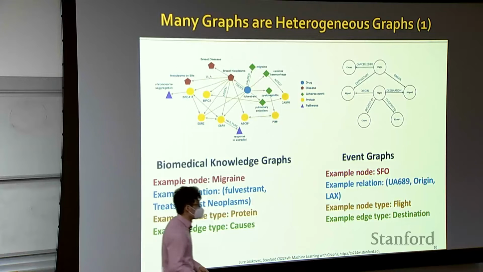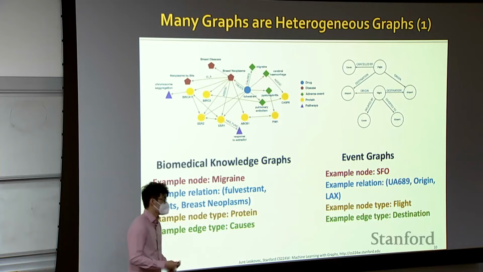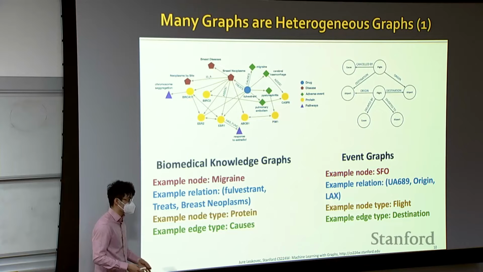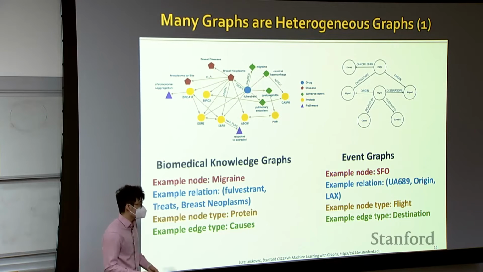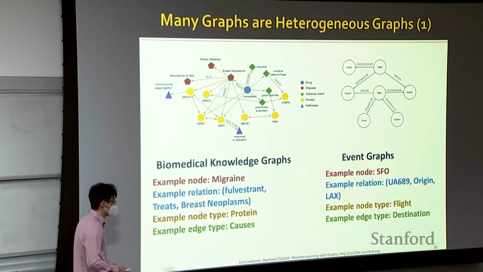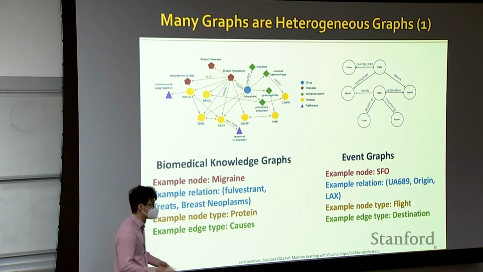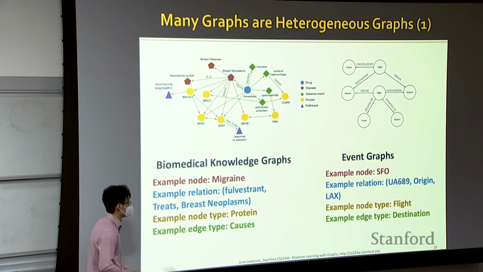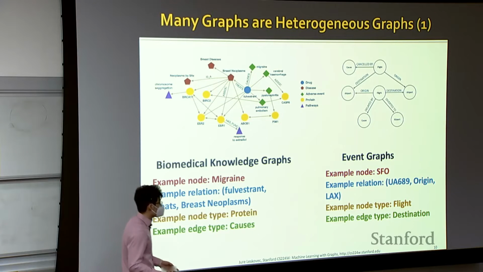So now we have defined a heterogeneous graph, and you may wonder whether this notation, which seems pretty complex, has real-world use cases. And the answer is yes. There are tons of real-world graphs that should actually be represented as heterogeneous graphs. We will visit several examples.